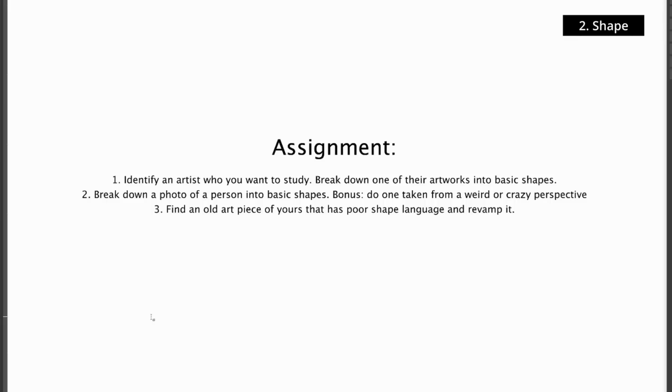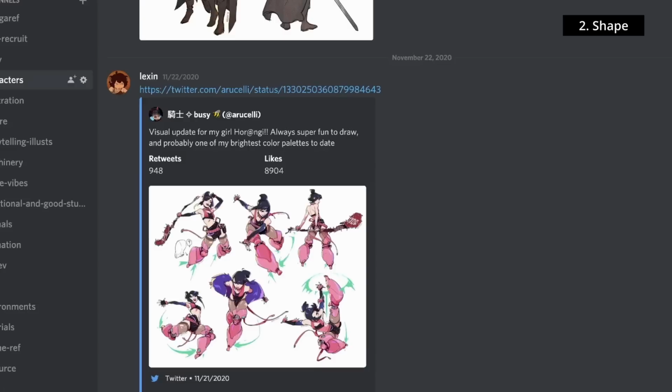Alright, so here's your assignment. It's basically exactly what I demoed during this class today. Number 1, identify an artist who you want to study. Break down one or more of their artworks into basic shapes. Number 2, break down a photo of a person into basic shapes. And if you want to make it more challenging, do some taken from a really weird or crazy perspective. Number 3, find an old art piece of yours that has really poor shape language and revamp it using what we learned today.